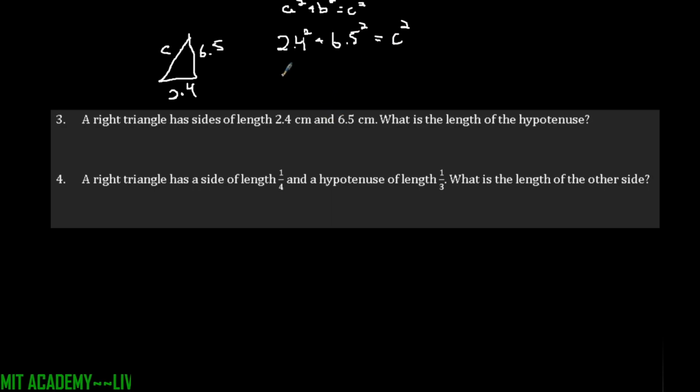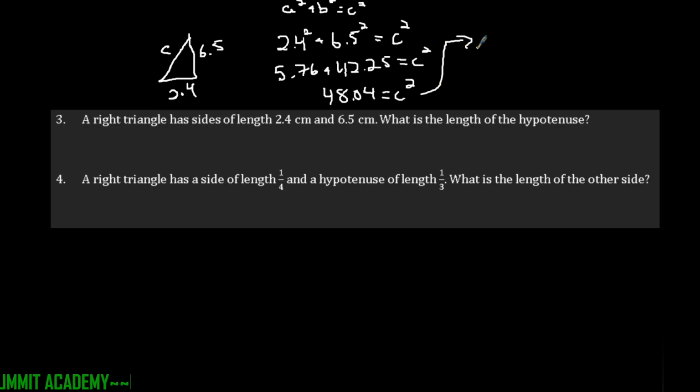So I say this is going to be 5.76 plus 42.25 equals c squared. Add these two together, so that's going to be 48.01 equals c squared. And so I can say c is going to be equal to the square root of 48.01.